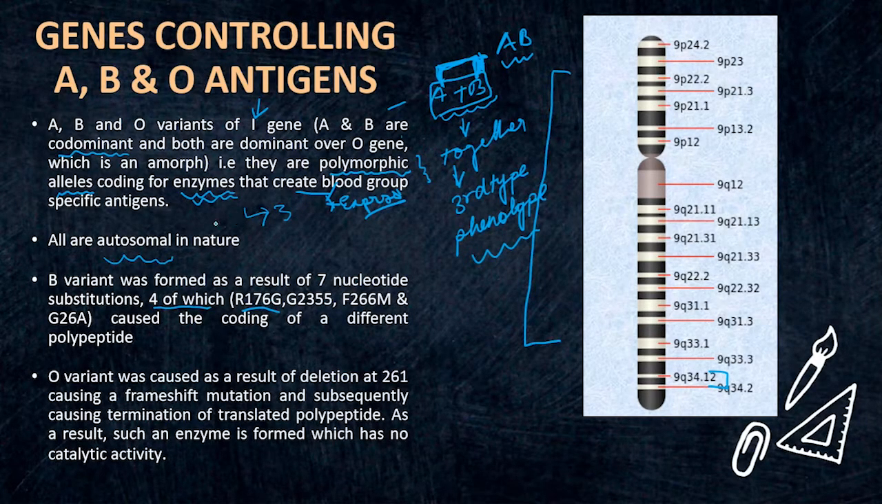And the O variant, which is the fourth type of variant, was caused as a result of a deletion at position 261, which caused a frame shift mutation, and this frame shift mutation subsequently caused a termination of the translated polypeptide. This termination resulted in the formation of an enzyme which was inactive. That means it did not catalyze any reaction or any addition of substance to the H antigen base.